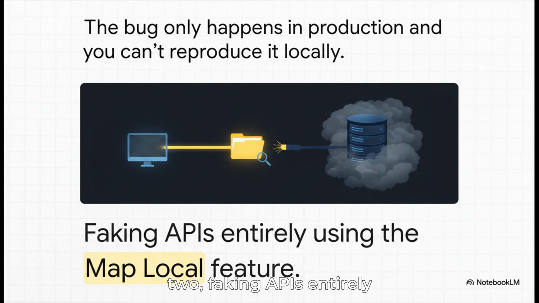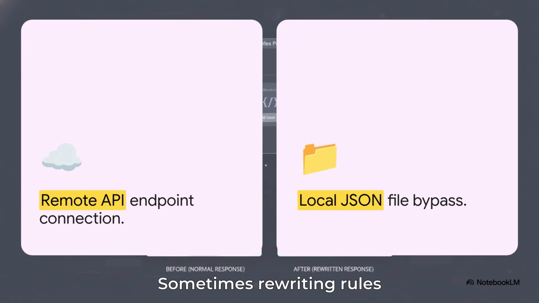Moving on to Method 2. Faking APIs entirely with the map local feature. Sometimes rewriting rules is just a bit too tedious, or maybe the development API is completely offline. Well, map local literally cuts the cord to the internet. Charles transparently intercepts the remote API call, but instead of forwarding it to the server, it serves a custom JSON file directly from your computer's hard drive. Your app has absolutely no idea it's talking to a text file on your desktop instead of a server in the cloud. How cool is that?